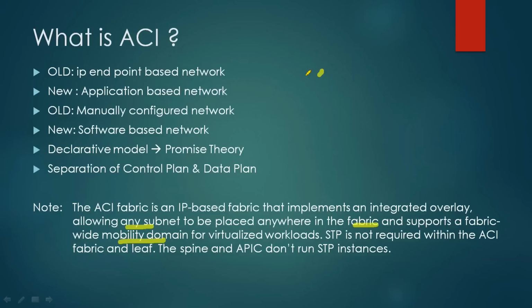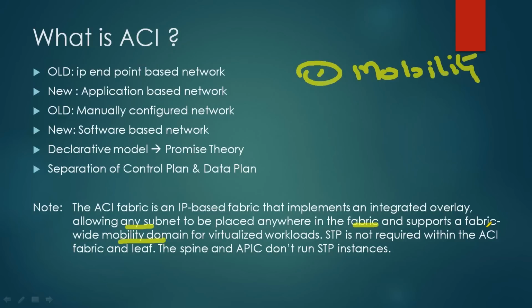So now you can see that we have a new capability for the subnets, that my subnets can move. So we have the mobility feature. For virtualized workloads, STP is not required within the ACI leaf and fabric. The spine and the leaf don't run STP instances.